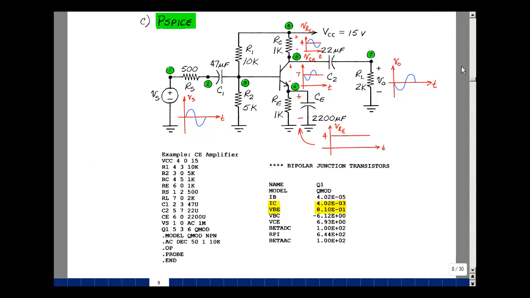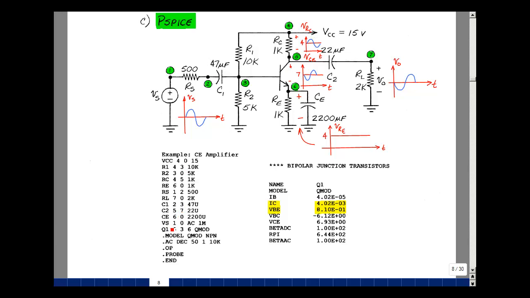My PSpice file must have a title, and then I describe the schematic. My battery is between nodes 4 and 0, and it's 15 volts. Then I have resistors that are between two nodes and have a value. There are capacitors between two nodes that also have a value. The first node you pick is considered the plus terminal, and the second the minus terminal. So if you ask for a current, it's going to flow from the first to the second. The same will be true for the capacitors.